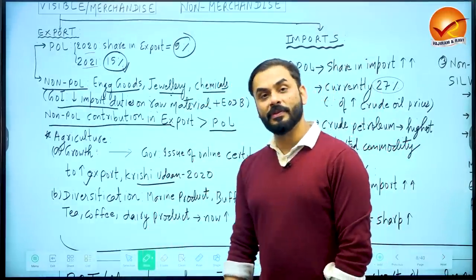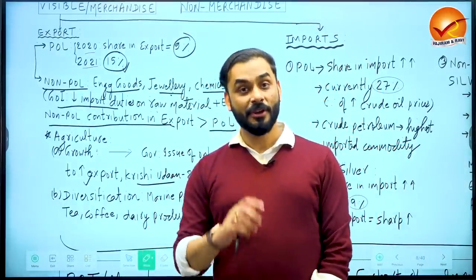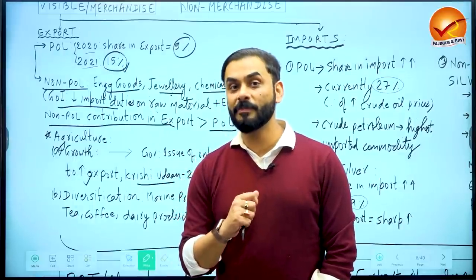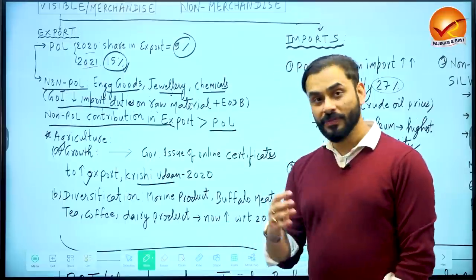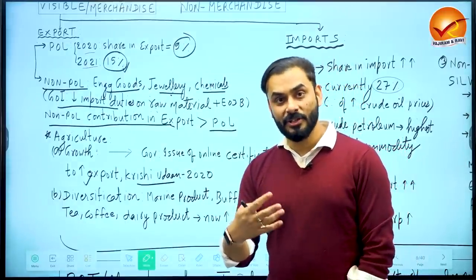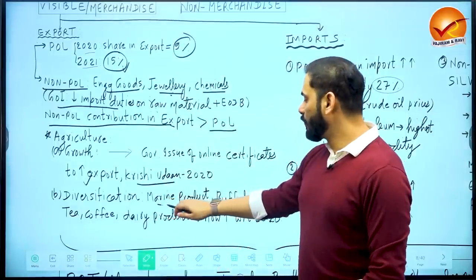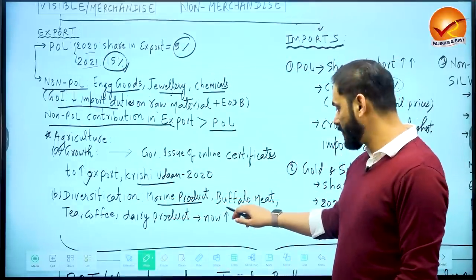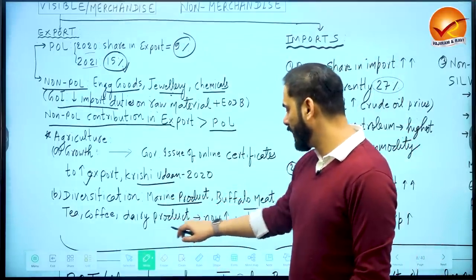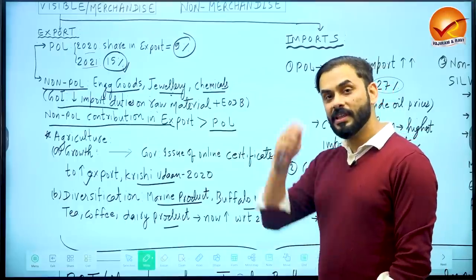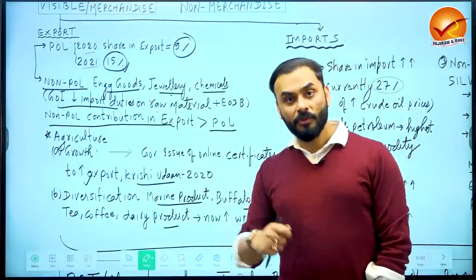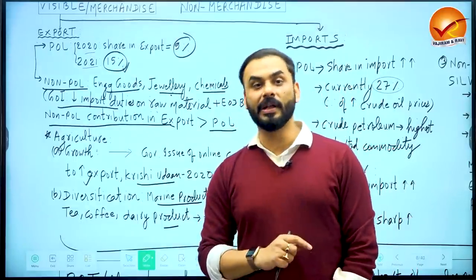So what do we observe? Over the last 2-3 years, we observed that the Government of India has been promoting, of course, with the active participation of the agricultural community and the farmers, the export of marine products, meaning fisheries, buffalo meat, tea, coffee, dairy products, etc. So these things are being exported more out of India compared to 2020.